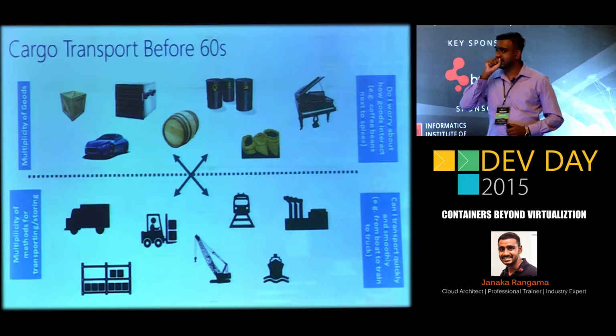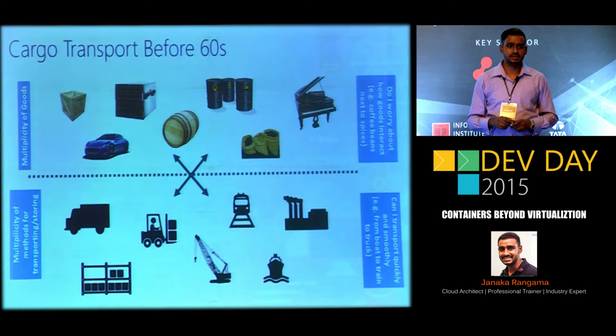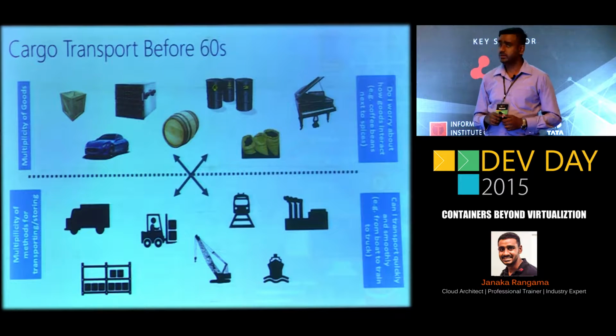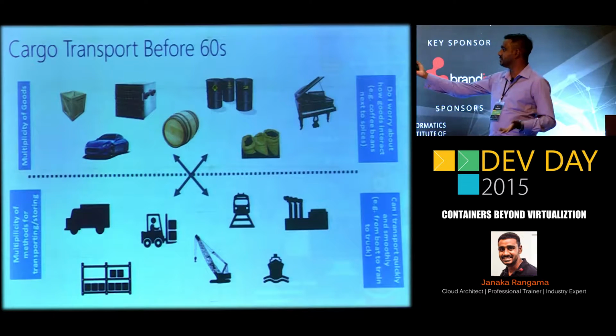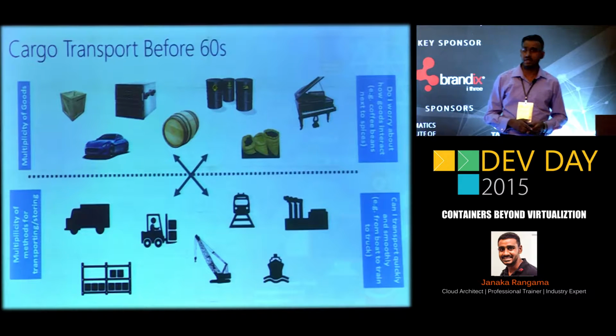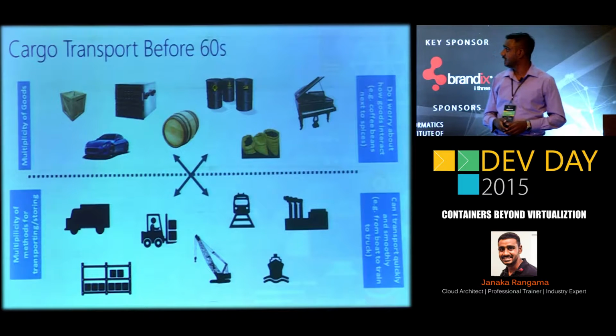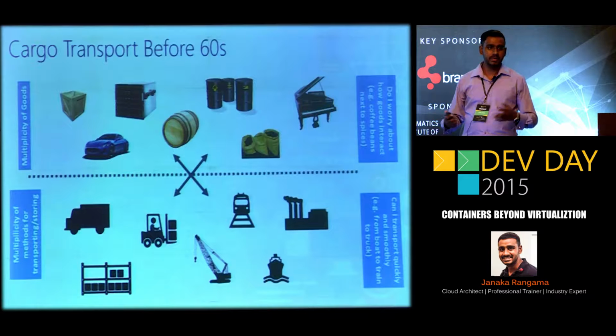If you want to move something before the 1960s, how did you do it? Don't think of this as contraband. You may have used any of these methods: railway, ships, whatever.